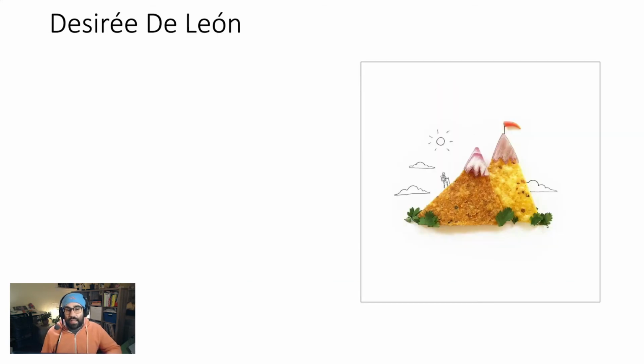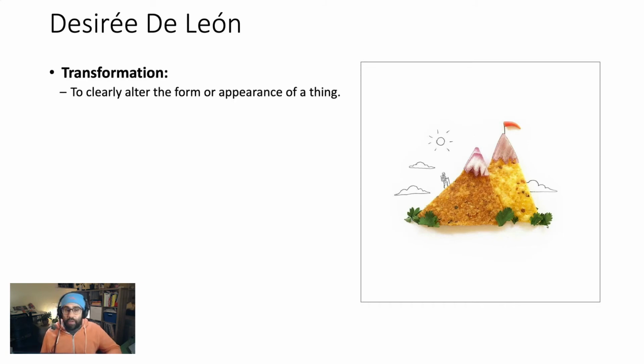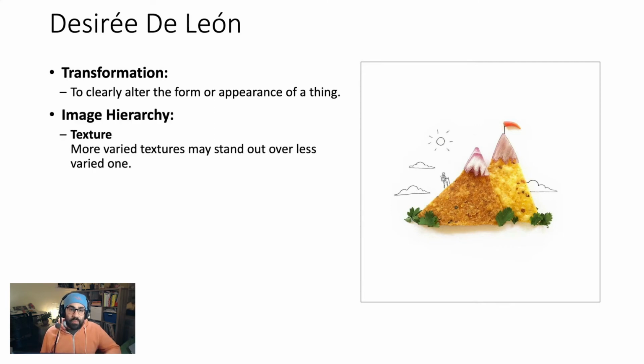Next we have Desiree De Leon, whose very funny, very whimsical collages give us an example of transformation, which is to clearly alter the form or appearance of something, like these corn chips that she's turned into mountains. We have hierarchy again in terms of texture, where more varied textures stand out over less varied ones. It's partially the texture that makes this central part of the image most important.